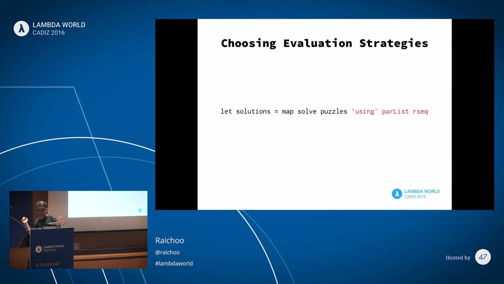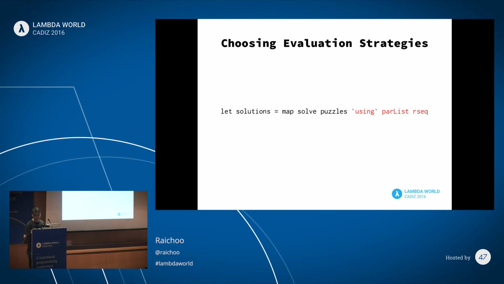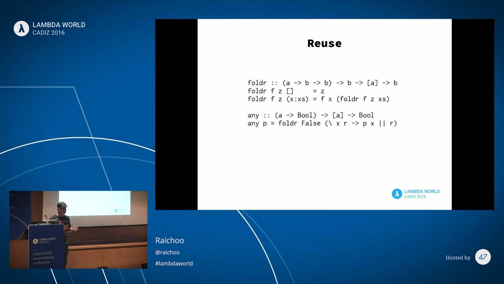Okay, now to the biggest point. As functional programmers, we're big fans of reusing stuff. Aren't we? I think we are. So we have this foldr that you probably know. Foldr basically replaces the empty list with the value z, and replaces all the cons cells with f. So this is what it does.